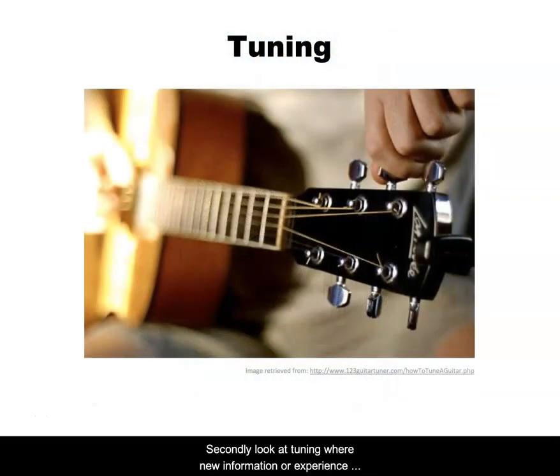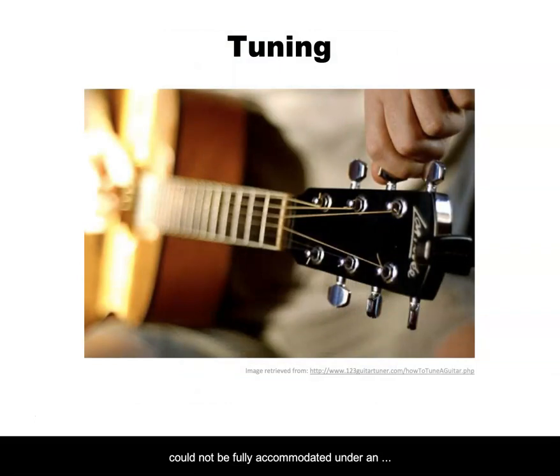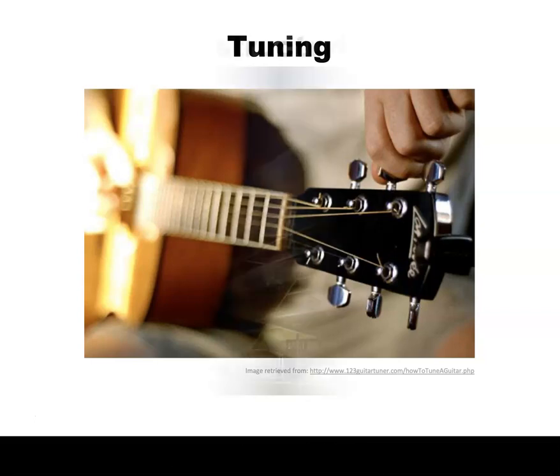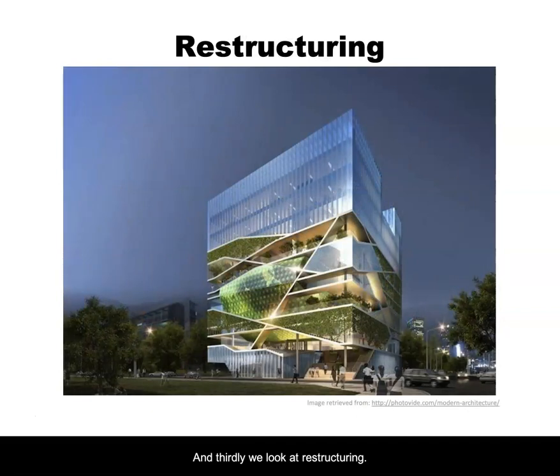Second, we look at tuning, where new information or experience cannot be fully accommodated under an existing schemata, so the schemata evolves or tunes to become more consistent and to accommodate this new information. And thirdly, we look at restructuring. When new information cannot be accommodated merely by tuning an existing schemata, a new schemata is created.